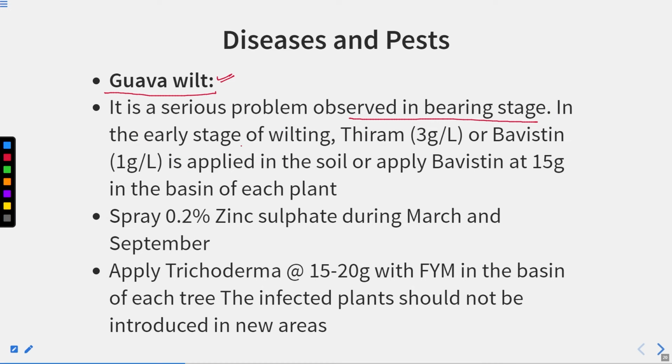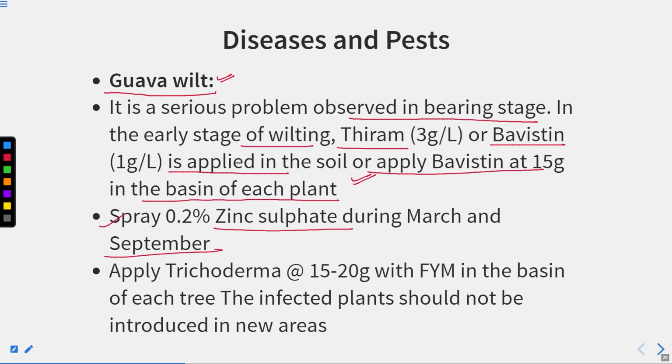In early stage of wilting, Thiram 3 gram per liter or Bavistin 1 gram per liter is applied in the soil, or apply Bavistin at 15 gram in the basin of each plant. So this is given to avoid the wilting of the guava plant, and a spray of 0.2% zinc sulfate during March and September. We can have a spray also to avoid the wilting.